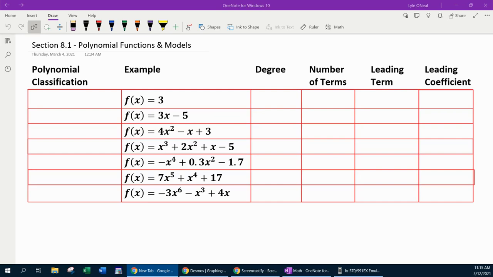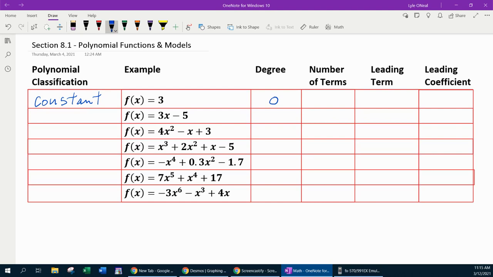First, we have this grid that we're going to fill in. And as we populate the grid, we're going to be teaching you some concepts. So, starting with our first example, we have f of x equals 3. Now, the classification is going to be what we call that particular polynomial function. If f of x is 3, which is a number with no variable attached, the classification is constant. So we call that a constant function. The degree of a constant function is 0.